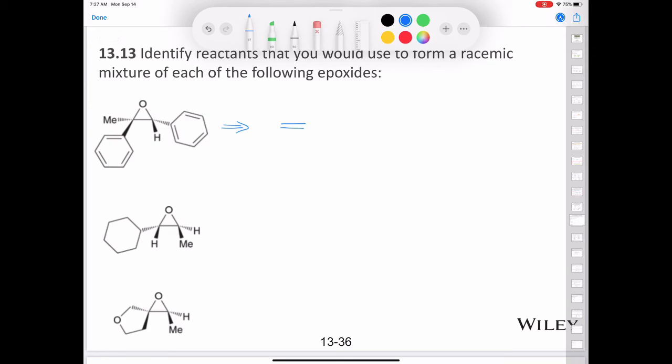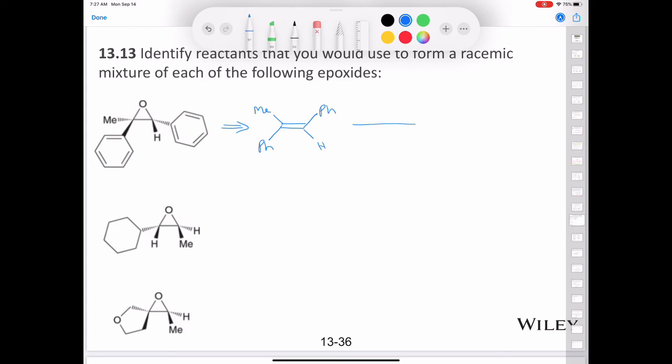So I'm going to think retrosynthetically here. If I had an alkene and if I had the two phenyls trans like that, well, that means that I'm going to have my methyl group up here, and then this hydrogen is going to be down here. And so that would be my starting alkene. Now, what would the reagents be? It says here, identify the reactant. So we have the alkene. What would the reagents be?